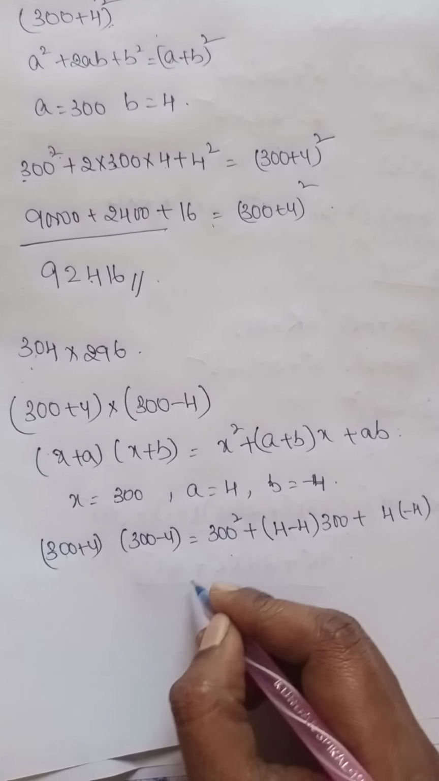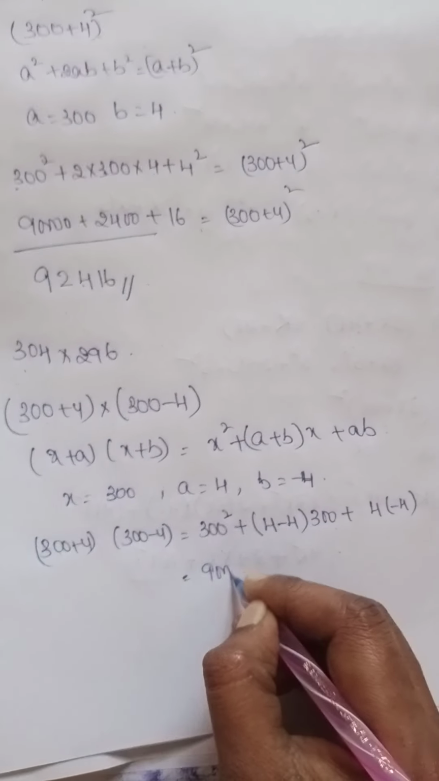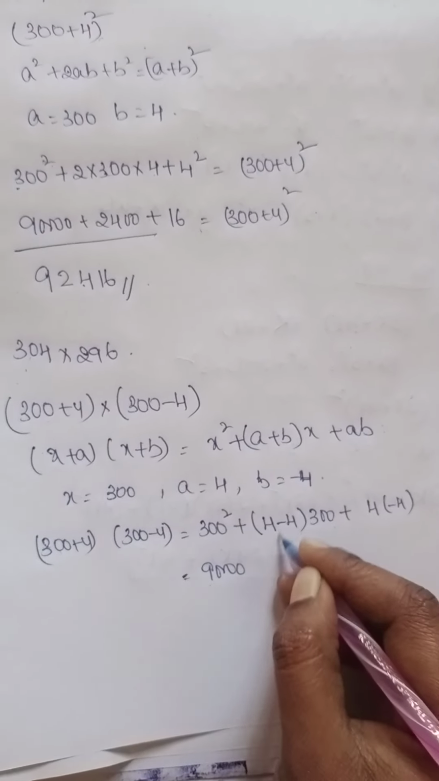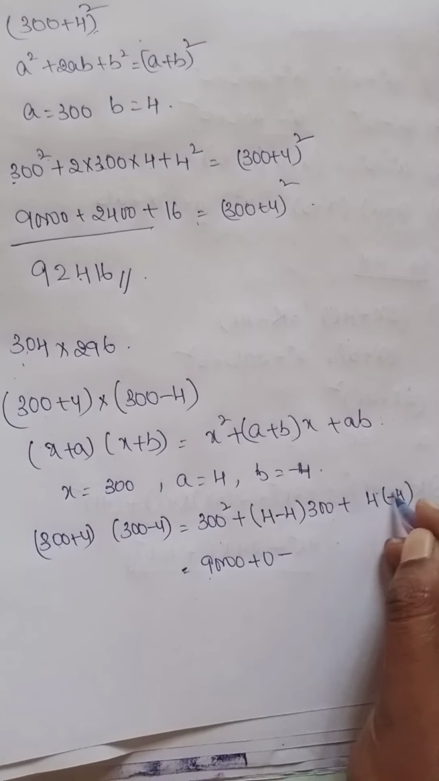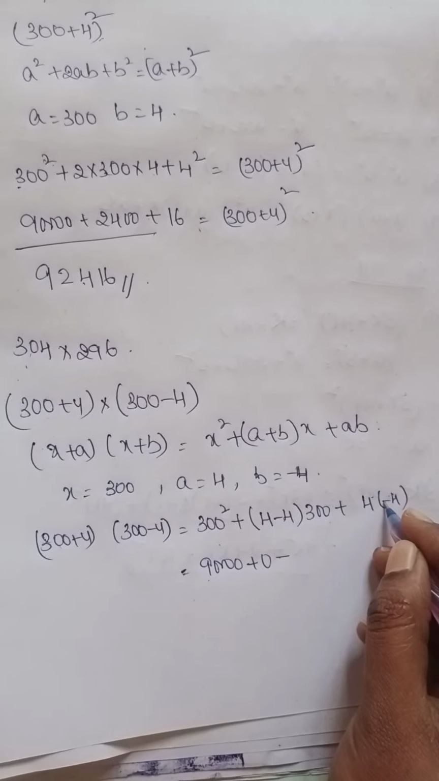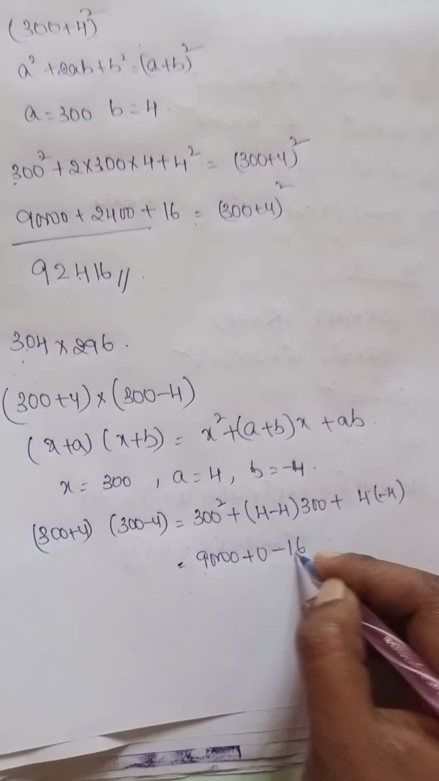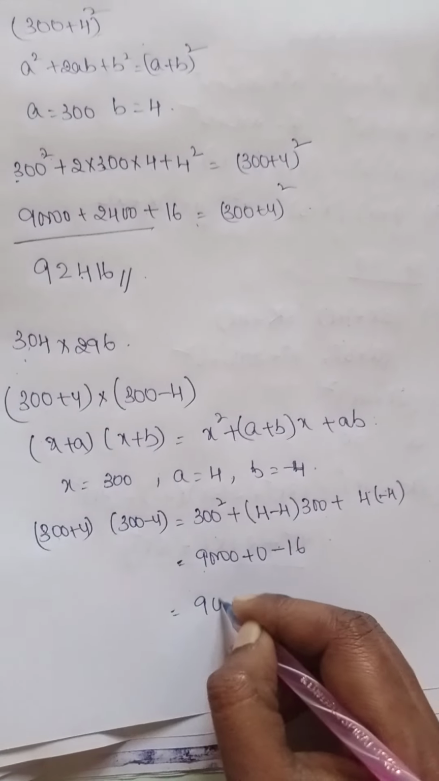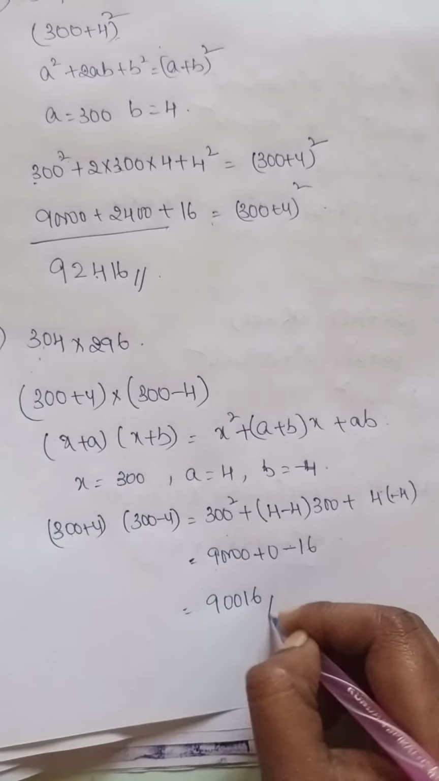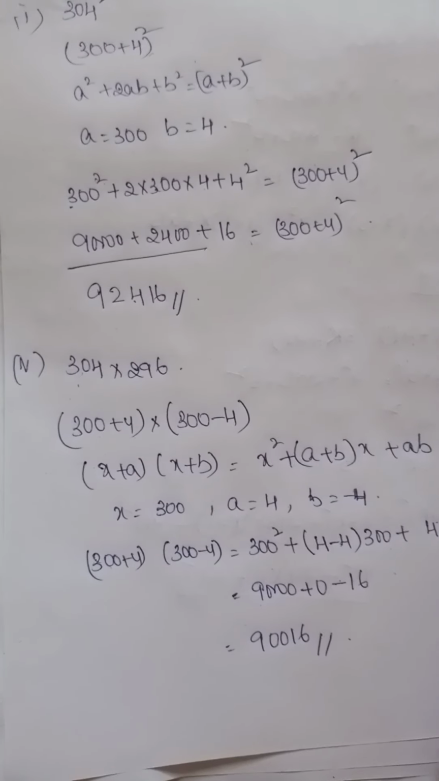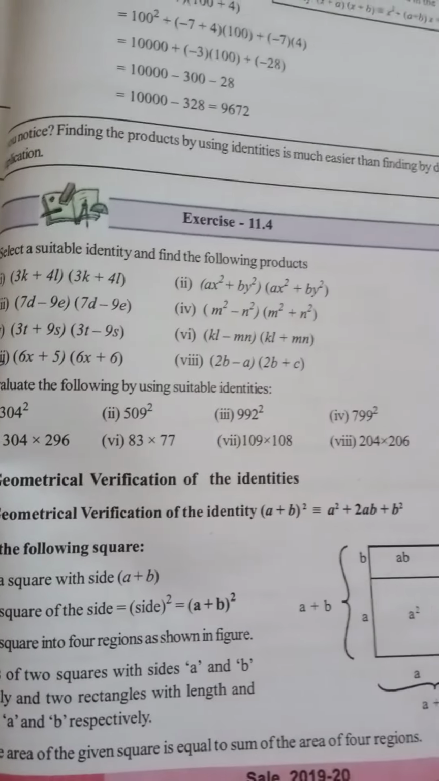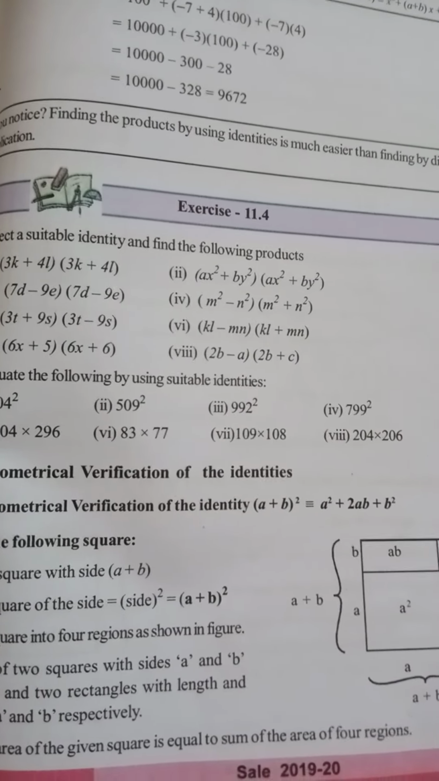Okay, here it is 90,000, 4 minus 4 is 0, plus 0. 4 4 is 16. Minus 4 is there. Plus into minus is minus. Okay, the answer is 90,016. This is how you have to do the fifth problem as well as the sixth problem, seventh problem and eighth one also.